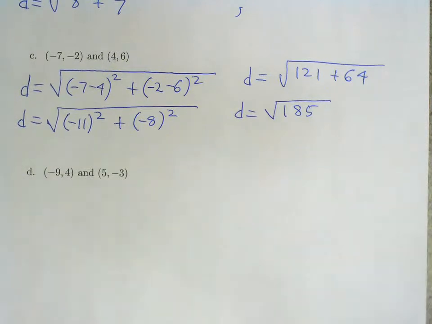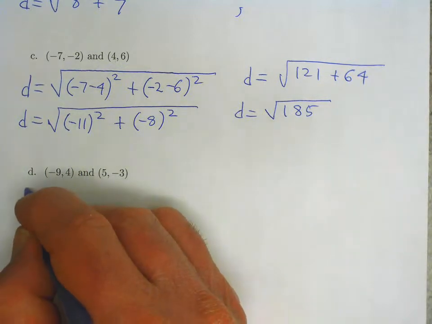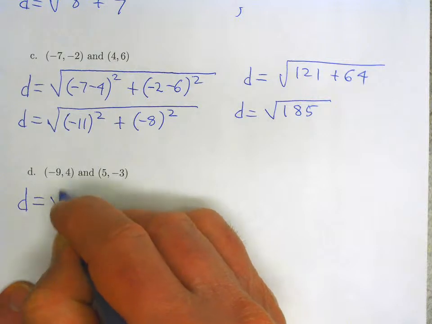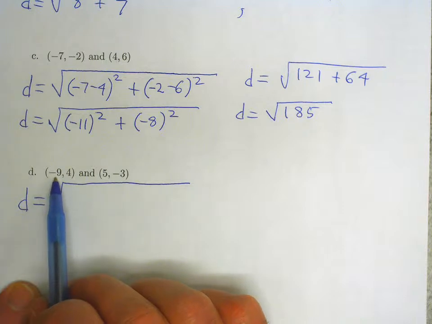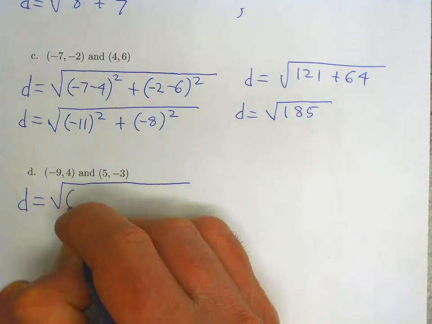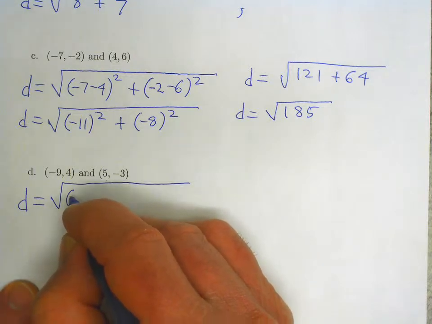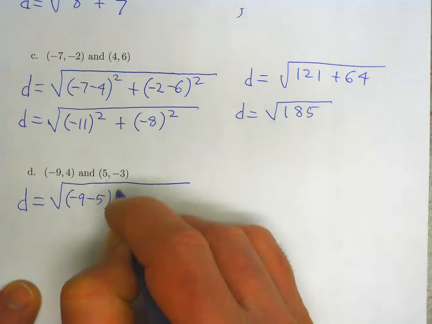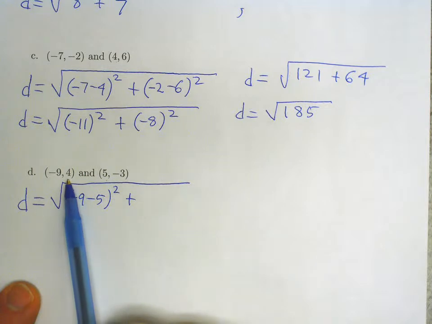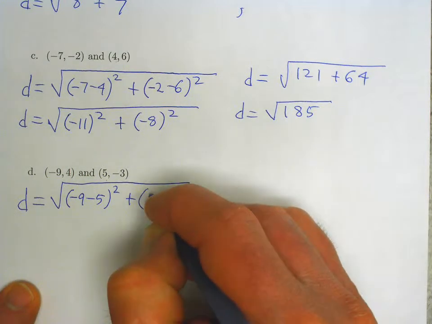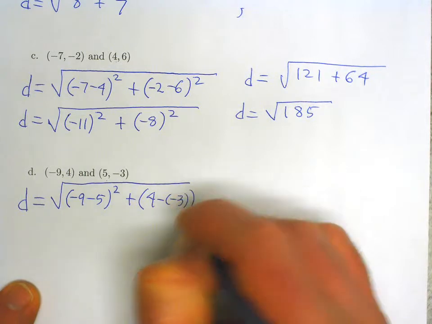Okay, one more example. Find the distance between the points negative 9, 4 and 5, negative 3. Okay, the distance is the positive square root of a number. So first focus on the x coordinates, negative 9 and 5. So inside the square root and inside parentheses, we have negative 9 minus 5, quantity squared, and then plus, okay, the y coordinates are 4 and negative 3. So inside parentheses, 4 minus negative 3, quantity squared.